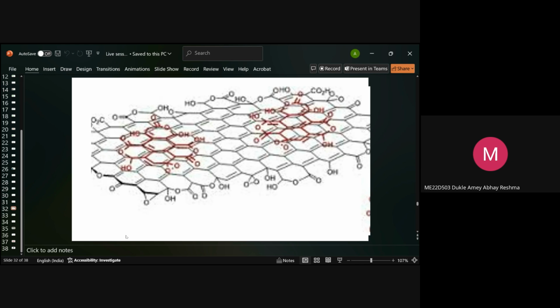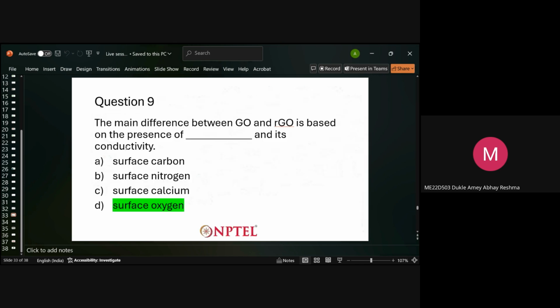So this is the structure of graphene oxide. From this you can see there is a lot of surface oxygen present in the graphene oxide material. Because of the presence of the oxygen, it has problems, such as poor conductivity, and that is why reduced graphene oxide is basically used. So the answer here is surface oxygen.